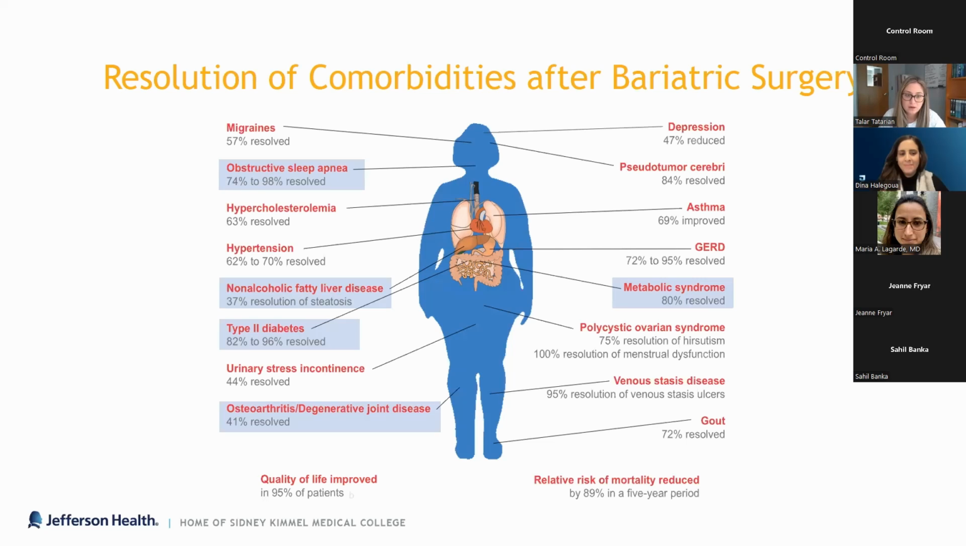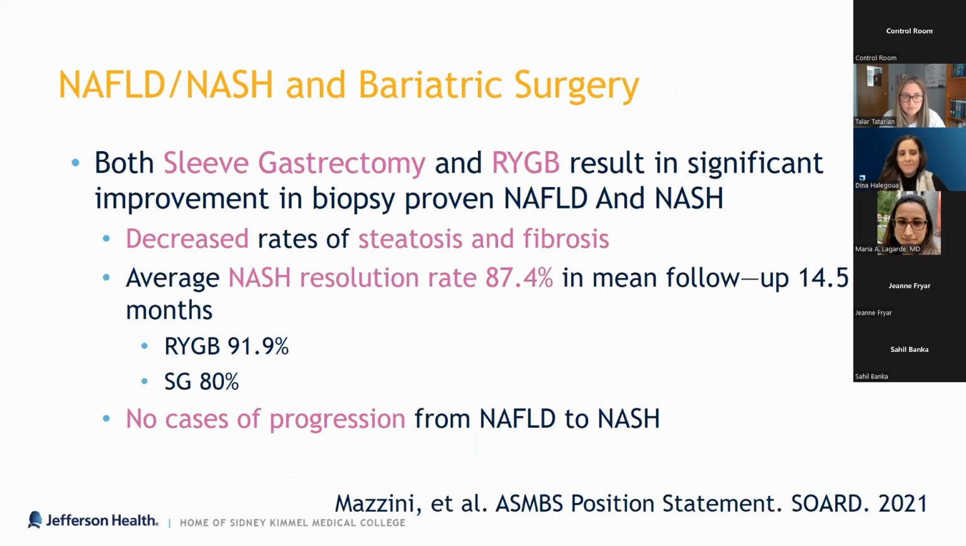We see an impact on osteoarthritis, joint pain, knee pain. So these are all things that can improve with weight loss. And then when it comes to liver disease, both sleeve gastrectomy and gastric bypass have shown significant improvement in biopsy-proven liver disease. We've seen decreased rates of both steatosis, which is the fattiness, and the fibrosis as well.